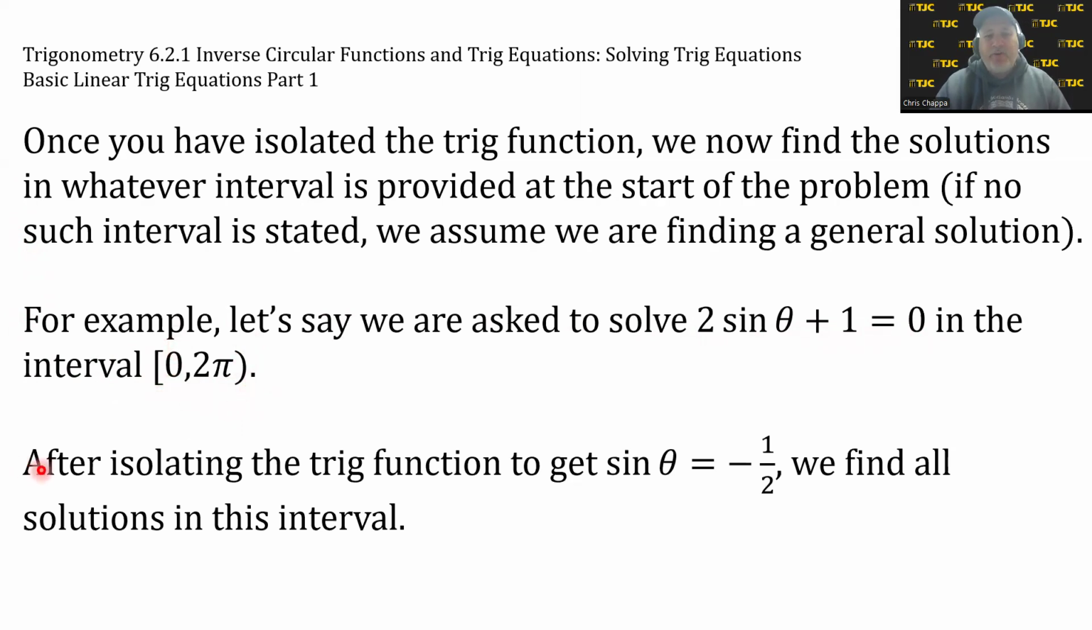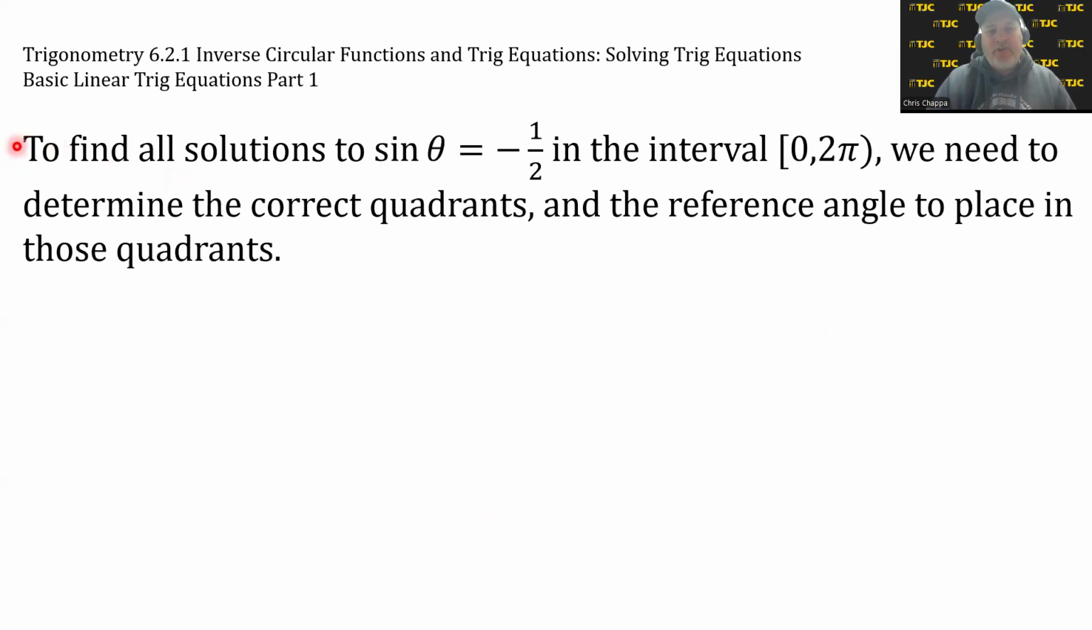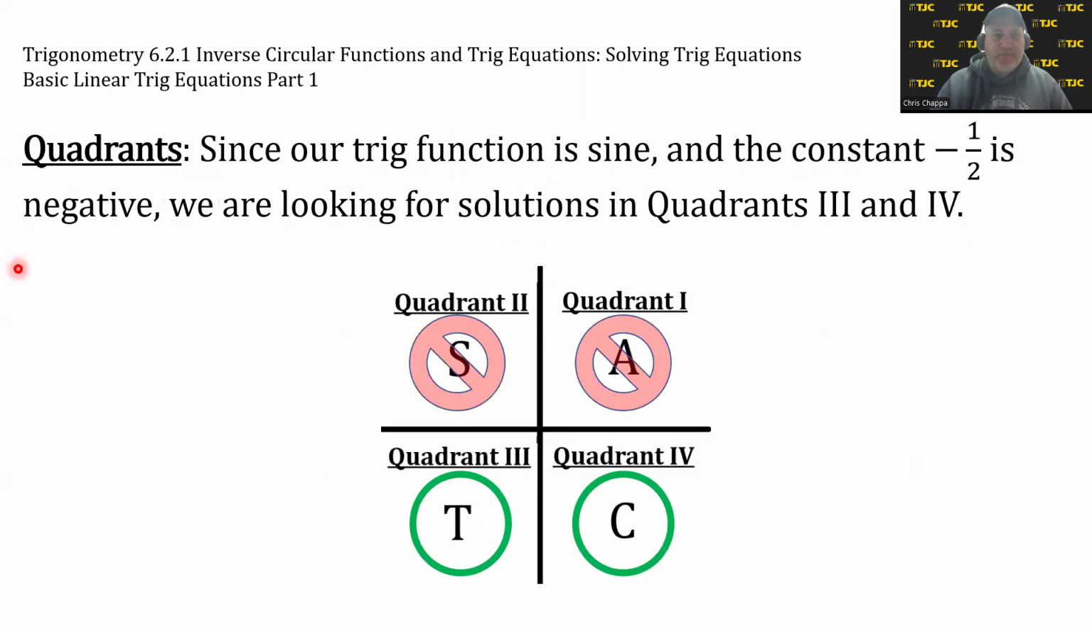After isolating the trig function to get sine of theta equals negative 1/2, we find all solutions in this interval. Now, some of you are thinking, I can just pull these off a unit circle, and you're right, but there will be times when we can't do that, so we're going to look at a technique that always works. To find all solutions to sine theta equals negative 1/2 in the interval 0 to 2 pi, we need to determine the correct quadrants and the reference angle to place in those quadrants.